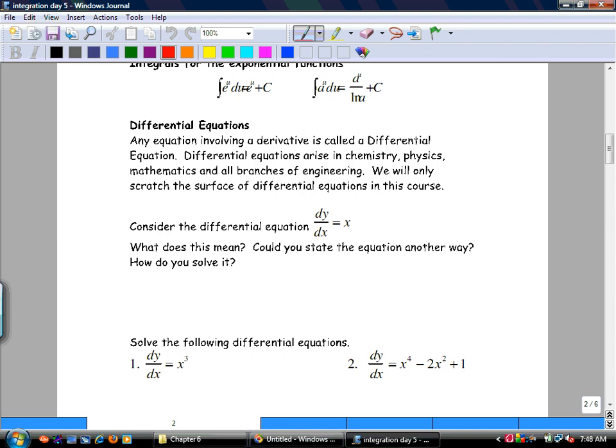You can model just about anything with a differential equation. Airflow, magnets, stresses on beams.